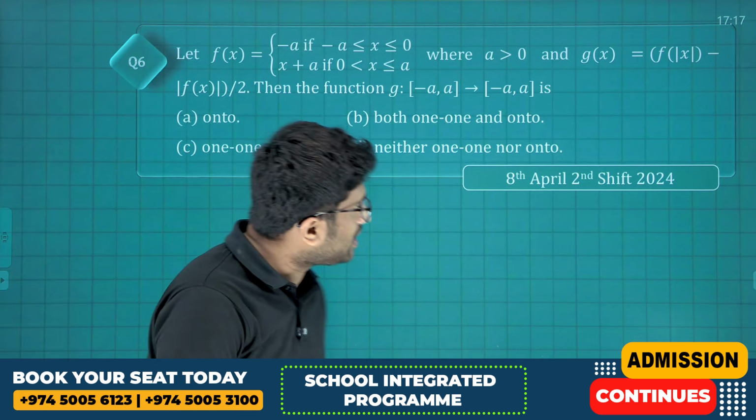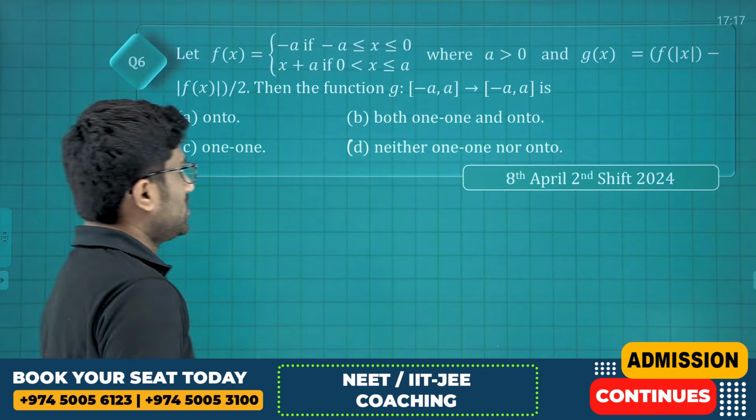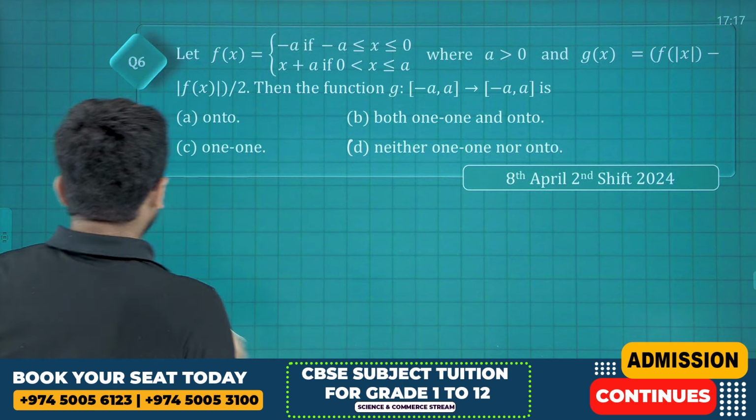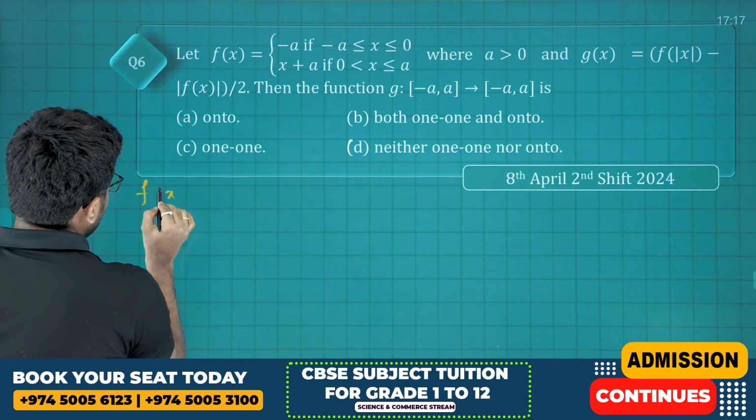Let f of x be equal to minus a, then something like a not composite function. Okay, first we have to define f of mod x and mod of f of x. What is f of mod x?